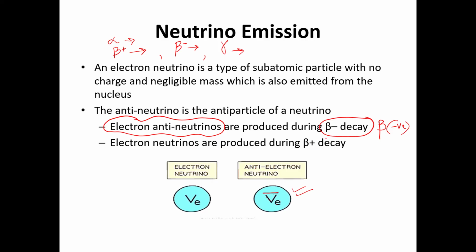And likewise, when there is going to be a production of beta positive decay, यानी कि जब भी beta positive particle produce होगा, यानी कि जब भी positron produce होगा, beta positive particle is called as positron. So whenever a positron will be produced, with the positron, there is another subatomic particle going to be produced, which is called as electron neutrinos.